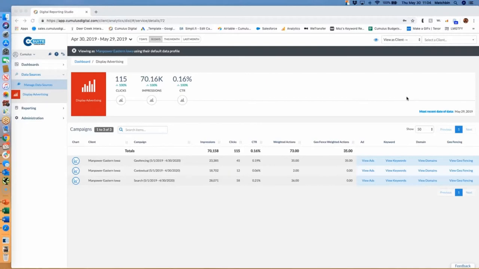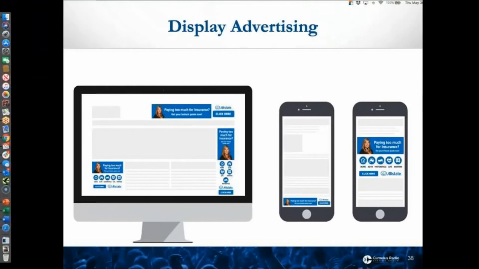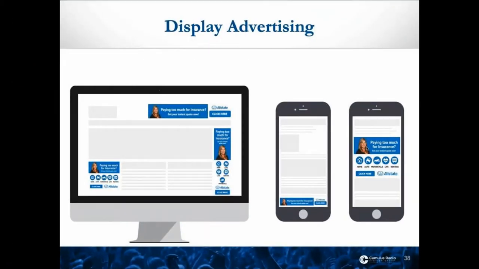So actually, with digital campaigns, it's the norm, if you're doing it correctly, for a campaign to function better over time and not necessarily right out of the gate. With that being said, I'm just going to jump right over here, and we're going to talk a little display advertising, if you will.